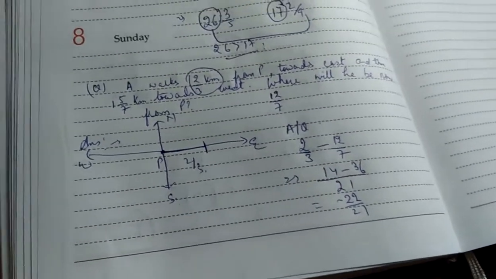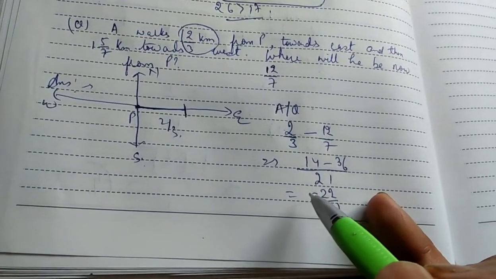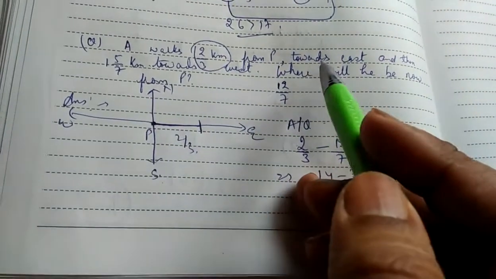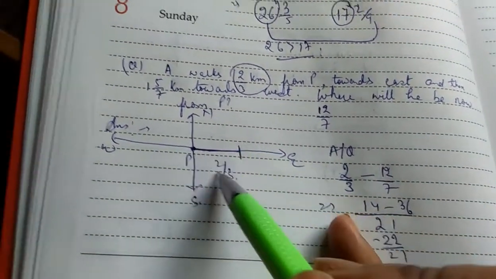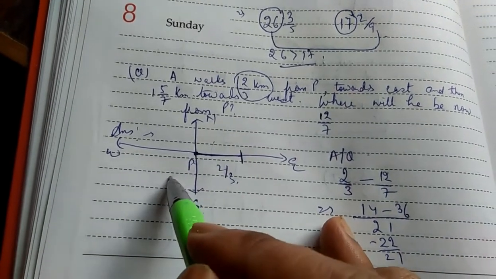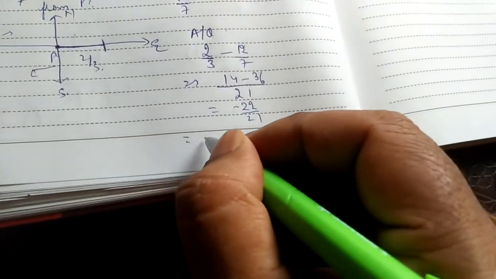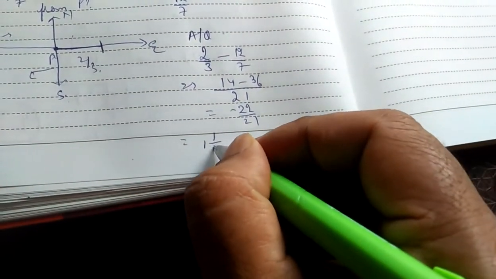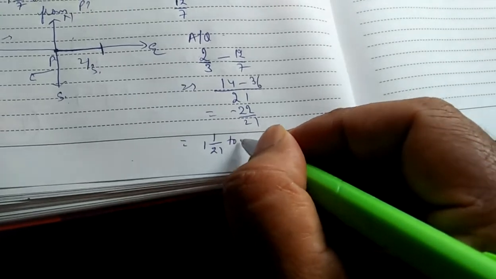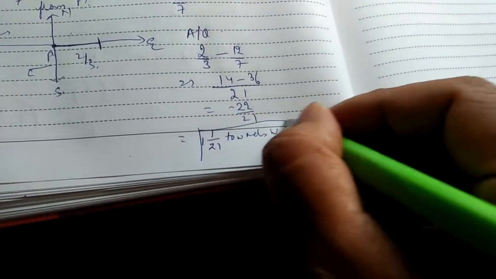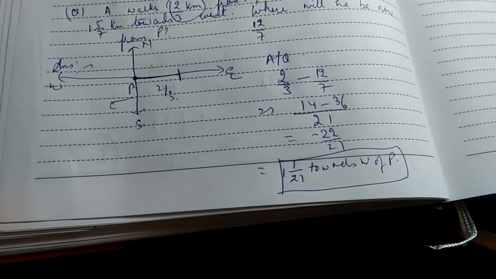Here what is the negative sign indicating? The negative sign is indicating where A will be now from P. So A will be towards the western side. This is what the negative sign is indicating. So this is 1 by 21 towards west of P. This is your answer. This is simple enough. Now let's go to another question.